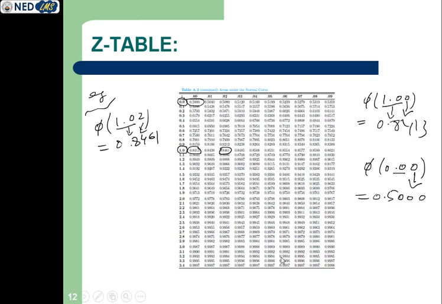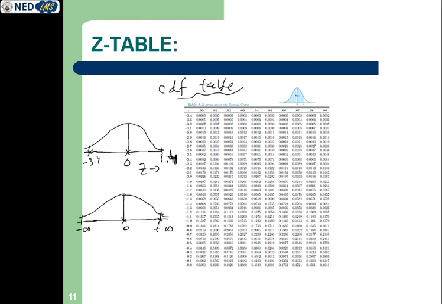In this table there are no negative values, so this table belongs to the positive values. So go to the previous page, student, this one: these are the values belonging to the negative values. So we are going to find phi of minus 2.10. First of all, in the first column go to minus 2.1 and then go to the 0 value. So minus 2.10 and then 0.